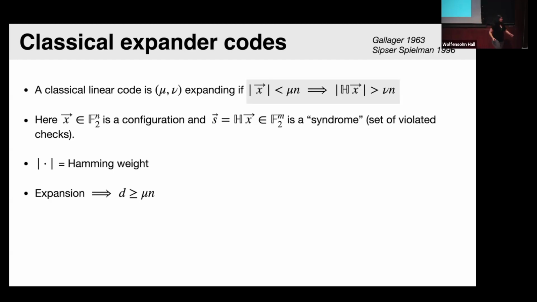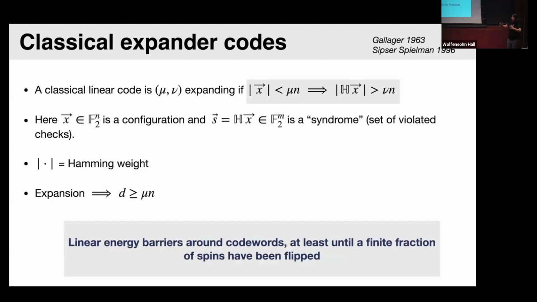What this tells you is that the energy barrier that you have to go through to get from one code word to another actually scales proportionally to the number of spins that you're flipping, until a finite fraction of all spins have been flipped. Okay, this is a very, very robust type of energy barrier.